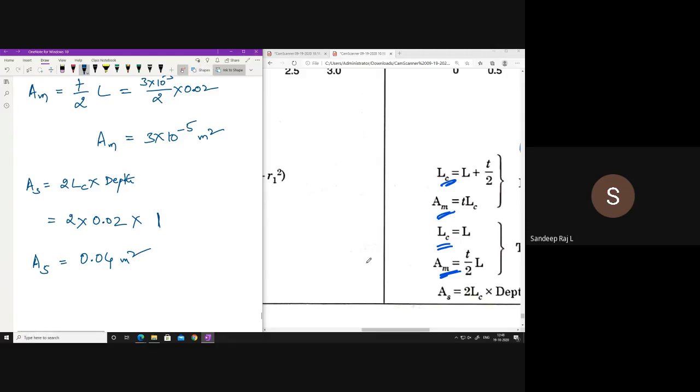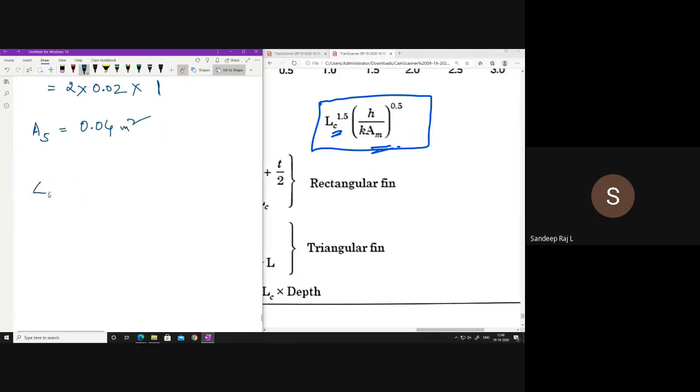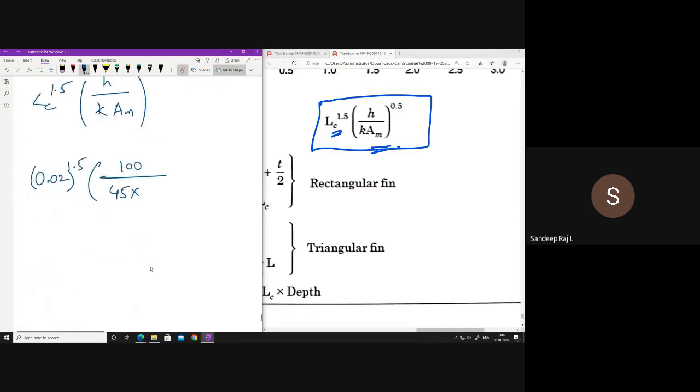What you need is to find this Lc into this whole term. So if I have to do that, you put Lc power 0.5 into h by k into Am, whole power 0.5. The Lc value you have as 0.02. The h value is 100. The k value, what is it? 45. And the Am value is 3 into 10 to the power of minus 5, whole power 0.5. Okay. So you tell me what is this x-axis value?